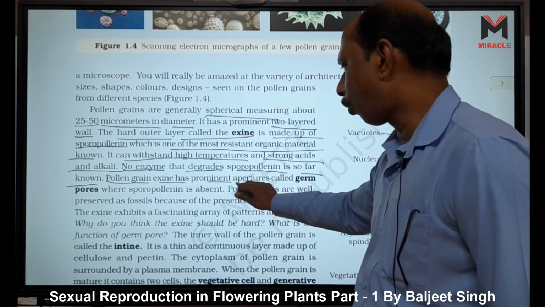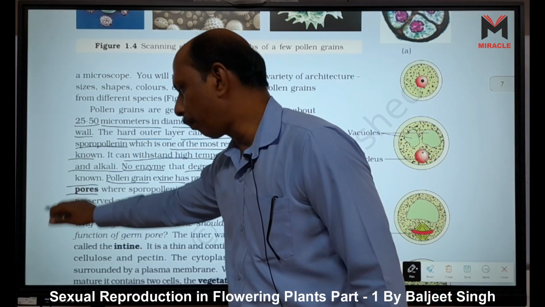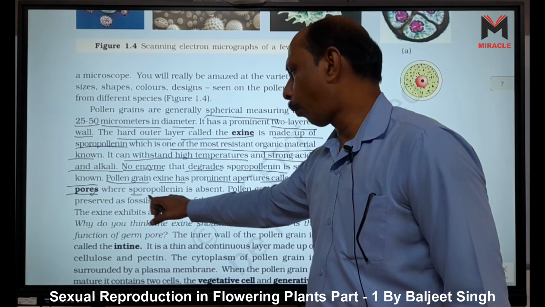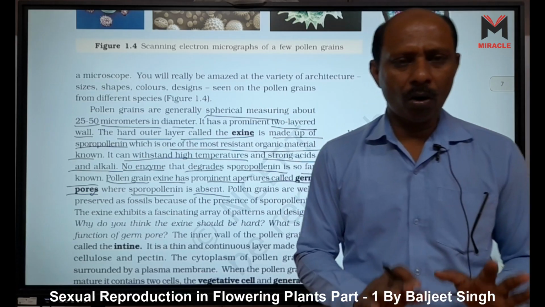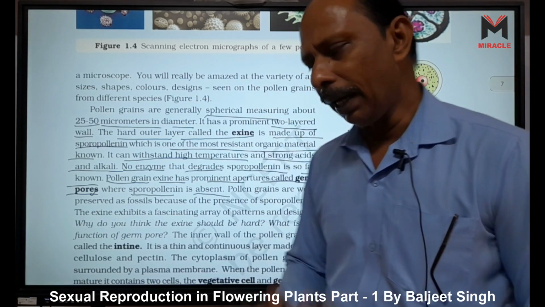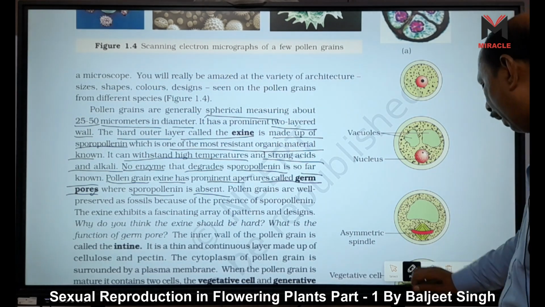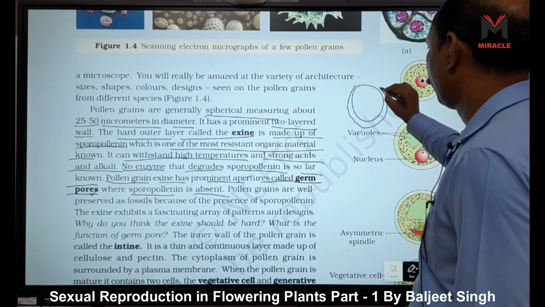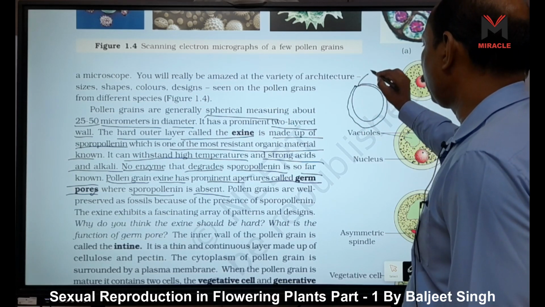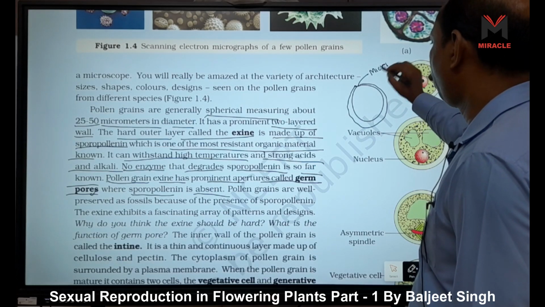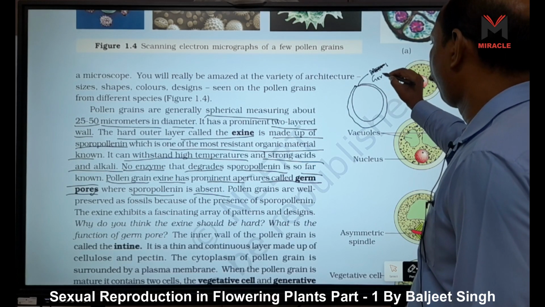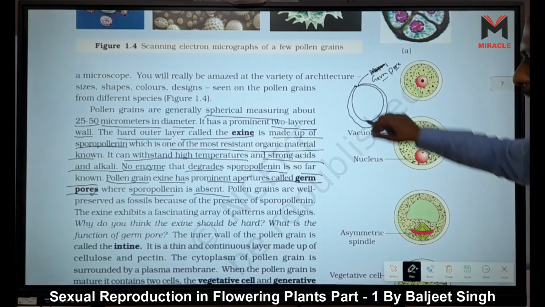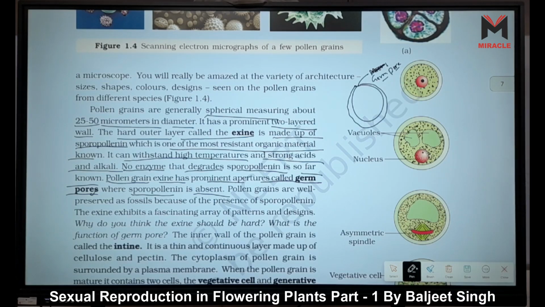Pollen grain exine has prominent apertures, called germ pores, right? At the germ pores, sporopollenin is absent, which means sporopollenin is not a continuous layer on the pollen grain. Now look, this is the pollen grain, and this is the exine. Here it is absent, and that is called a germ pore. Look, the intine is continuous there, but the exine is not continuous.